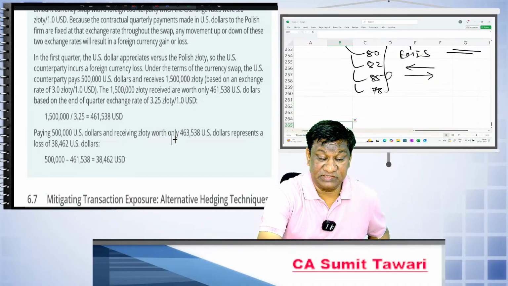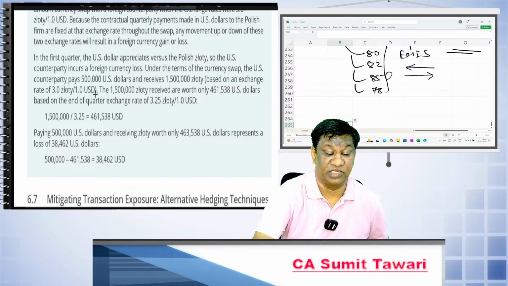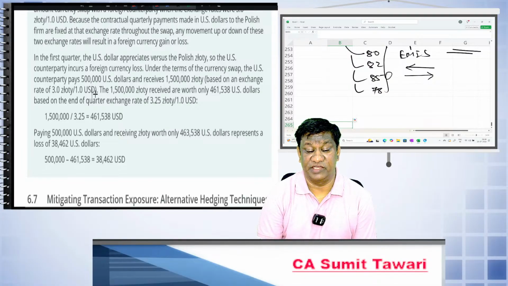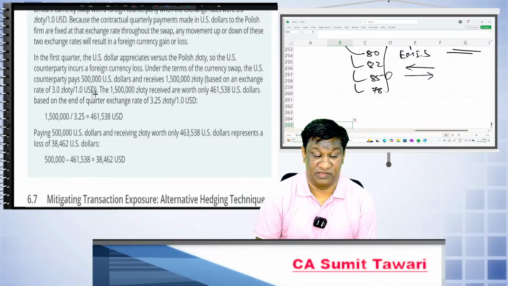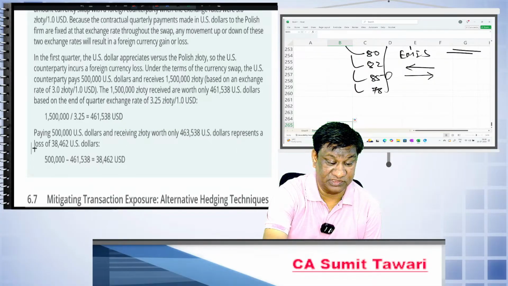In that situation, the US party can get 500 US dollars. But if he exchanges at the current market rate, he may get 461,538. So it is better to enter into the transaction with the third party instead of exchanging the currency in the open market. This may give a saving, paying US dollars and receiving zloty, representing a loss of 32.